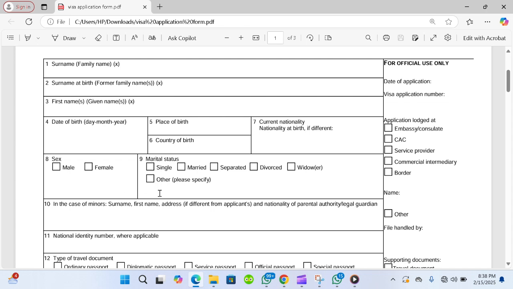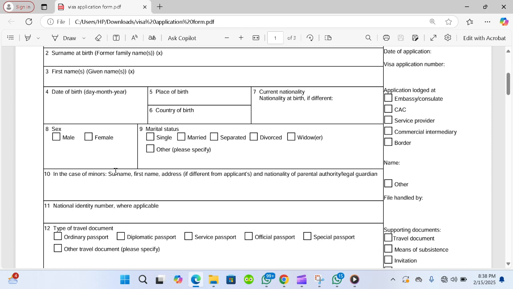Number 9, marital status. You have single, married, separated, divorced, widowed, or others. Here, if you are married, you select it. If you are single, select it. And let me also state this: if you are married and you did not select married here, it will definitely affect you, especially when you want to bring your spouse. So if you're married, always make sure you select married.